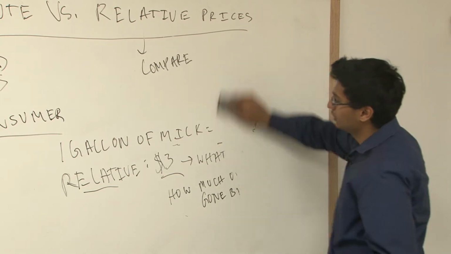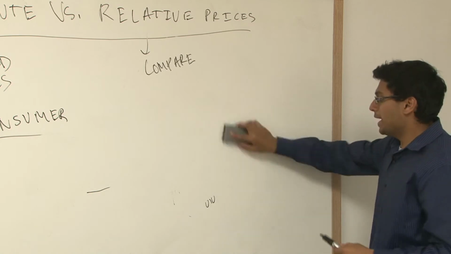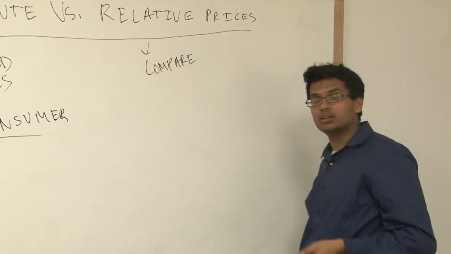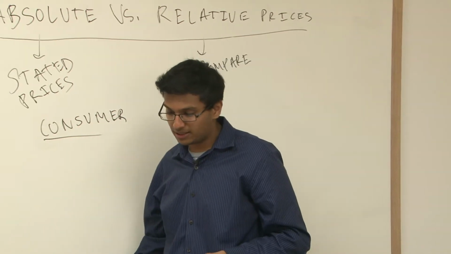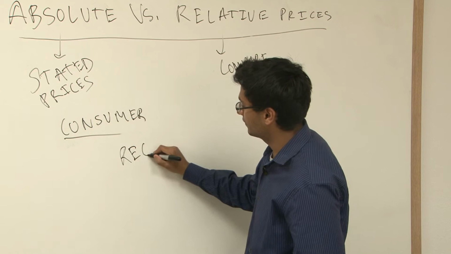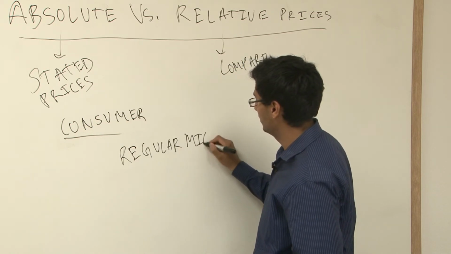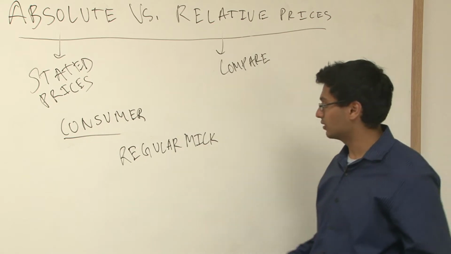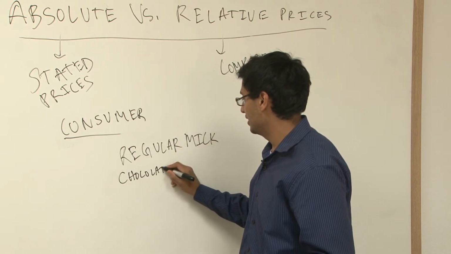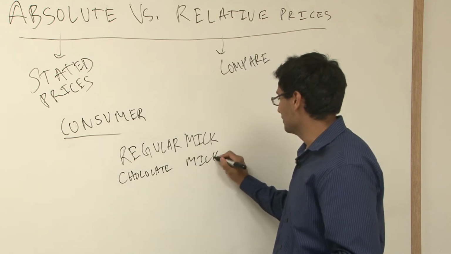For this, I really want to use, and this is still in the view of a consumer, an example. In my example, I have regular milk, plain old white milk. And then I have chocolate milk. For those of you who don't like chocolate, I'm sorry. I love chocolate. Chocolate milk.